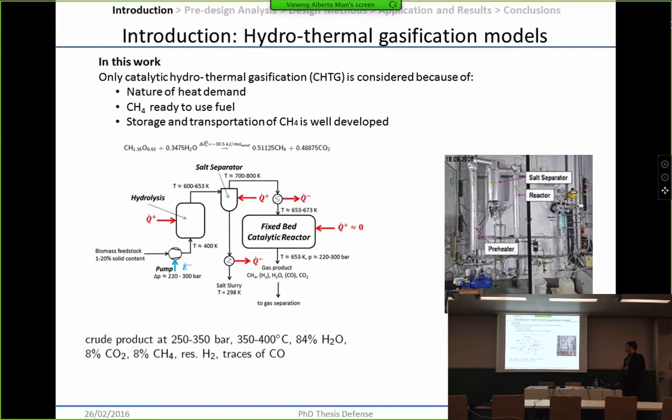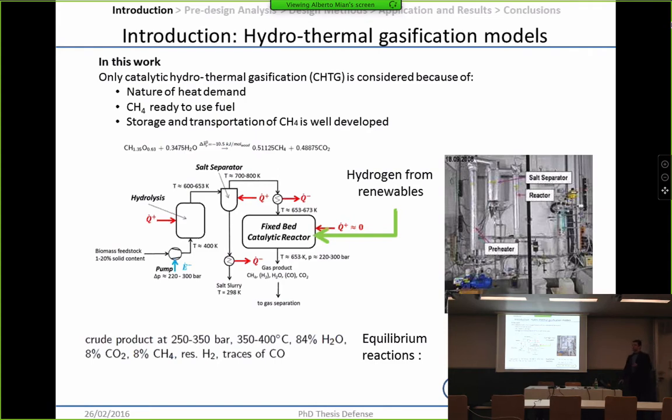One of the problems related to this technology is that we have to separate water and CO2 that are present at the end of the gasification. For this reason, I developed a second model, which considers a modified version of this, adding hydrogen in order to convert part of the CO2 into methane, called the Sabatier reaction. It is a reaction that will happen inside this catalytic reactor.